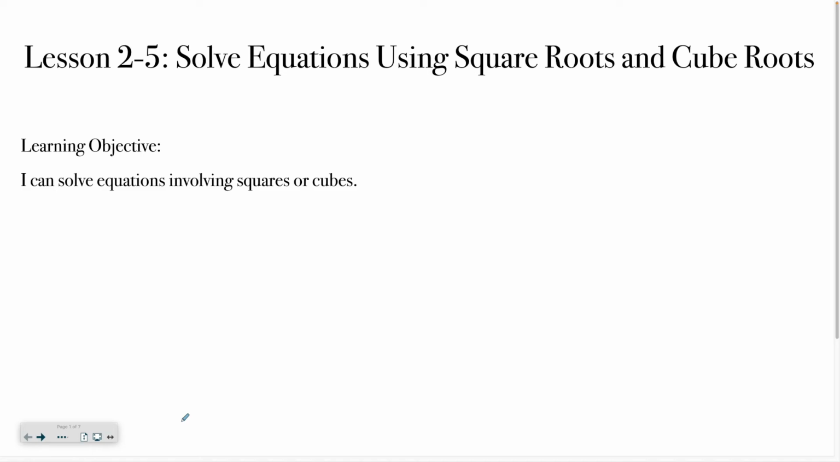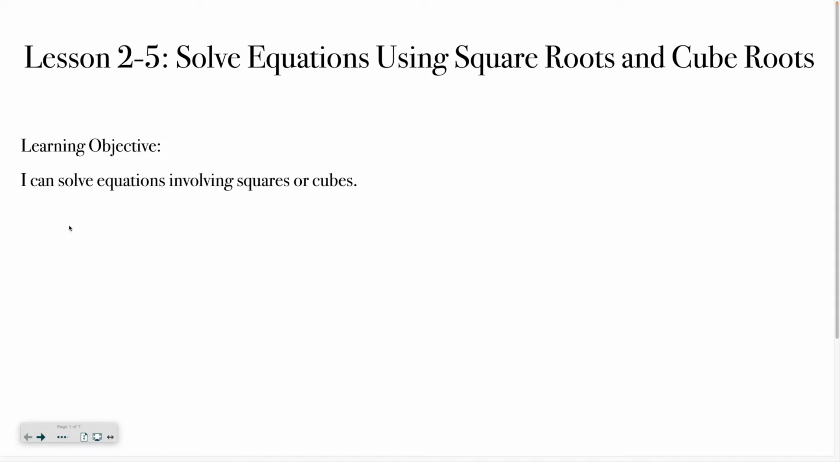Hello class, welcome to Pre-Algebra Lesson 2.5, which is all about solving equations using square roots and cube roots. By the end of this lesson, you should be able to solve equations involving squares or cubes. Before I jump into that first example, I just want to look at a couple of things that we've learned about, but I haven't explicitly said before this point.